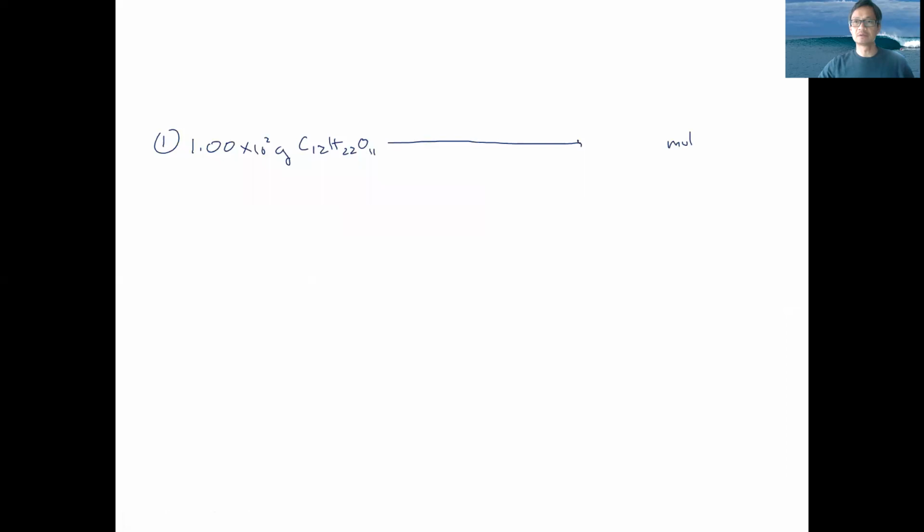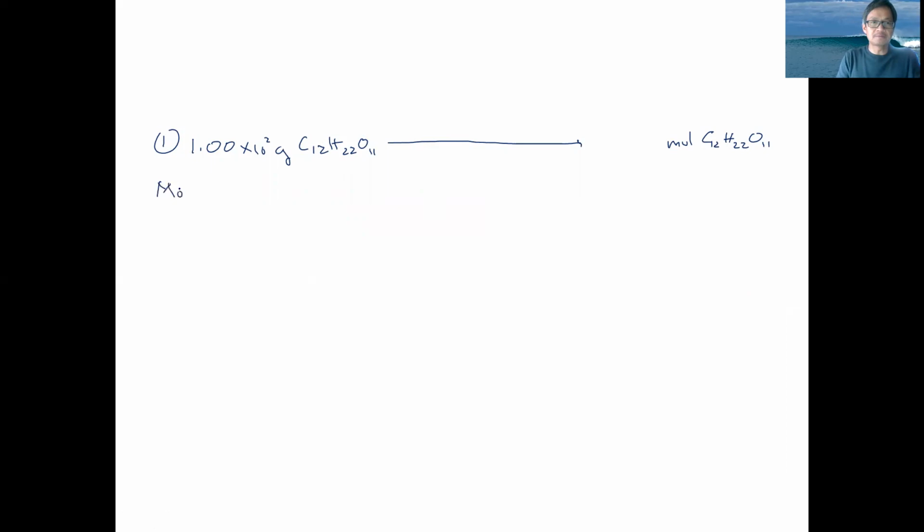Sorry, let me move this out of the way so we can work out this problem. With that said, we're trying to find the moles of the sucrose, which is C12H22O11. Here we're going to use the molar mass. We have to solve for the molar mass, so I'll do that for you really quickly.